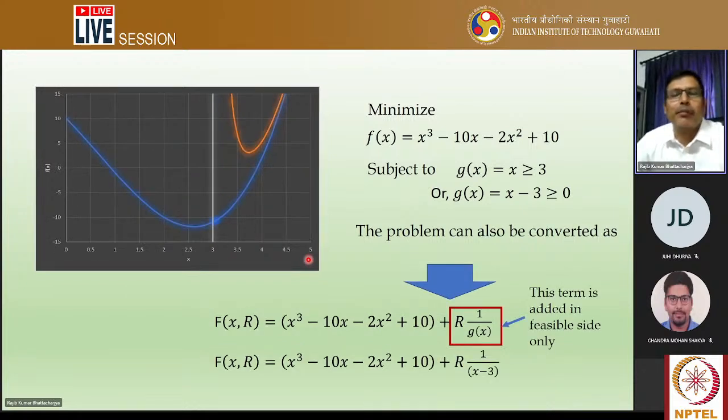But recall the other method, the barrier method, where the penalty function is 1 by g(x). The limitation here is that your initial solution should be in the feasible region. In this case, we have penalized the solution near the feasible region boundary, so you have to start your algorithm from the feasible region. Therefore the initial solution should be a feasible solution.